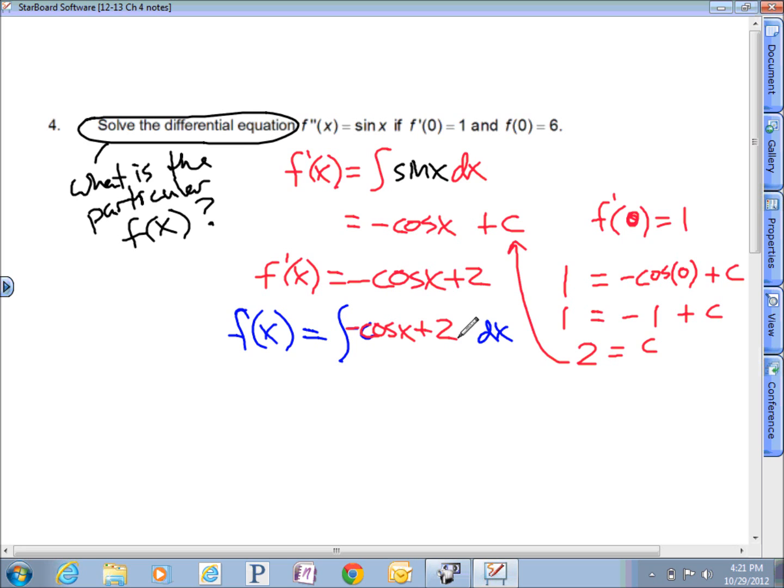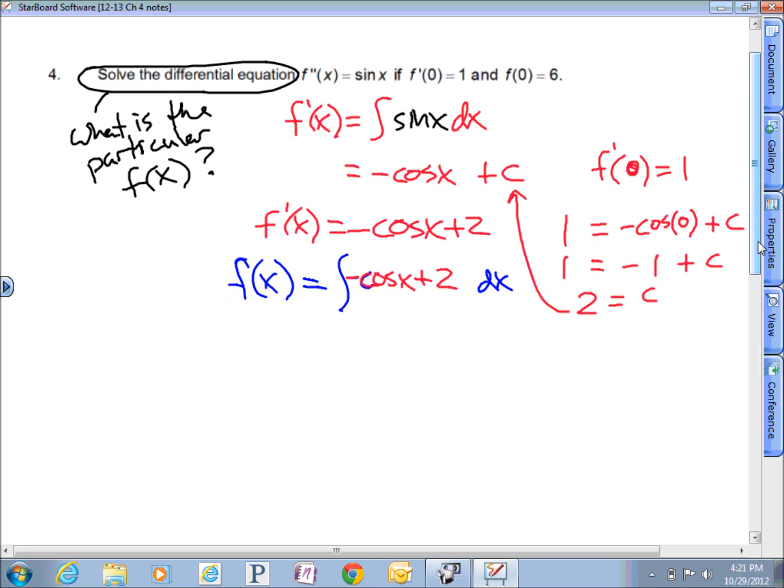So now we're going to take the antiderivative of that with respect to my x. So antiderivative of negative cosine of x. What do I take the derivative of in order to get negative cosine of x? Well, I think that's going to be negative sine of x. Let's check it. Derivative of sine is cosine, and then throw a negative along with it. What do I take the derivative of in order to get 2? Well, that would be 2x. And don't forget your c.